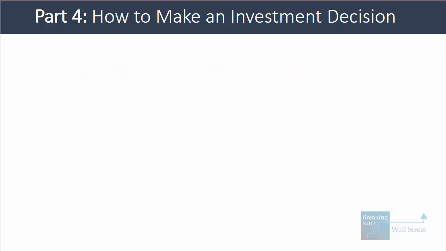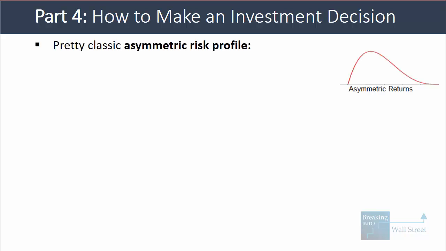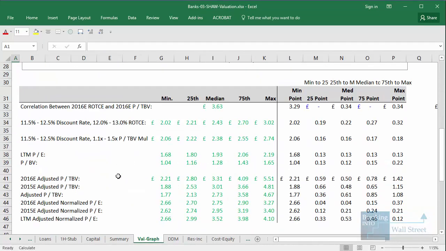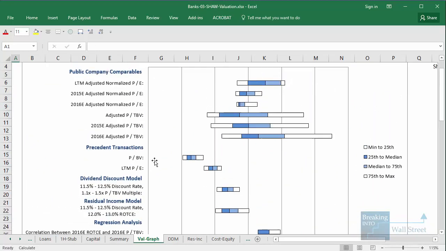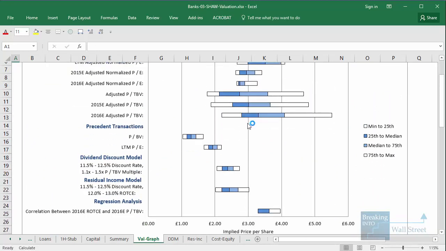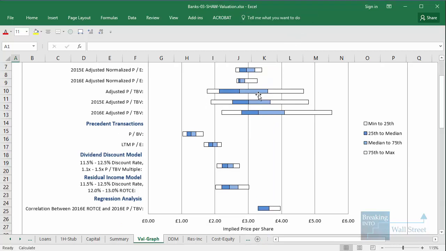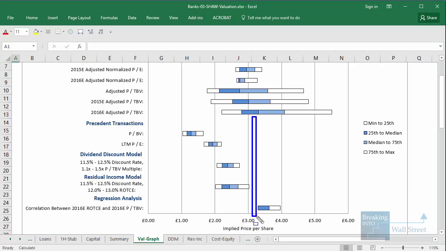Now let's go into part 4 and talk about how to make an investment decision using this model and valuation. The end result from all this is a pretty classic asymmetric risk profile. So I just have the base case up here on screen, and you can see that the company's share price at this time was around £3 and 20 pence or 30 pence or something like that. So just looking at the graph, it's pretty obvious that the dividend discount model, the residual income model, and even the medians for the comparable public companies indicate that the company is probably overvalued.